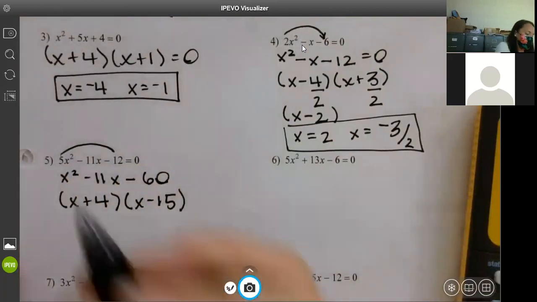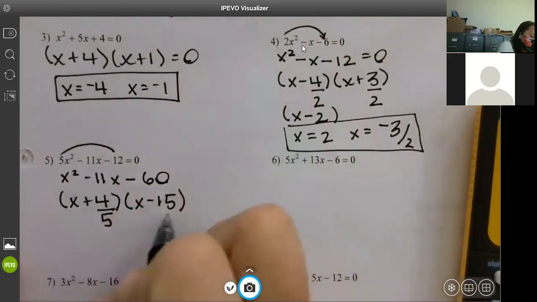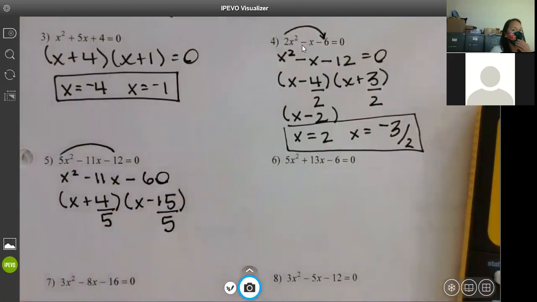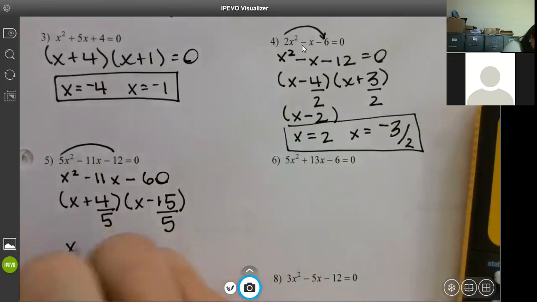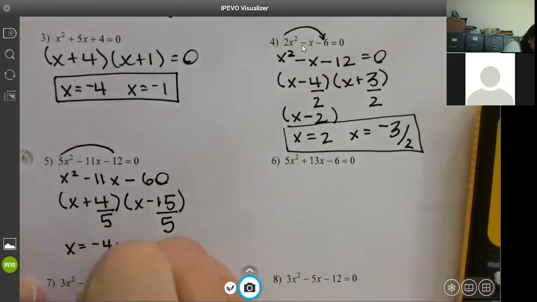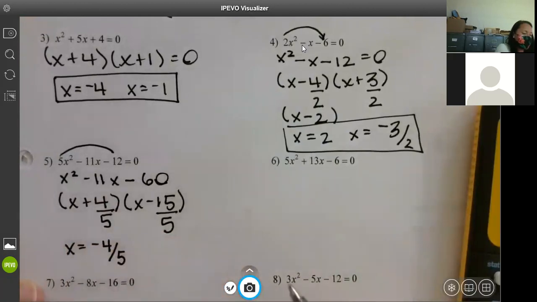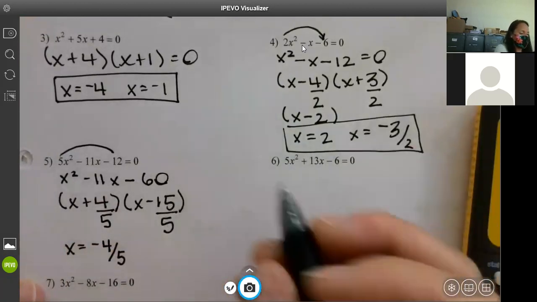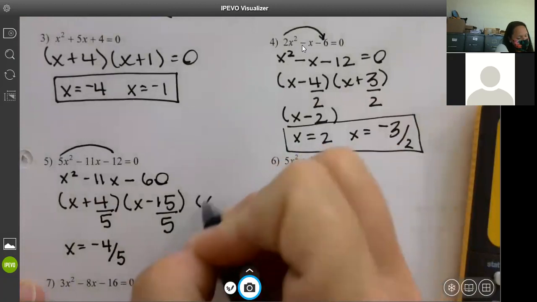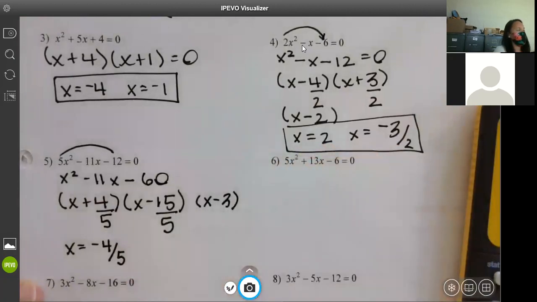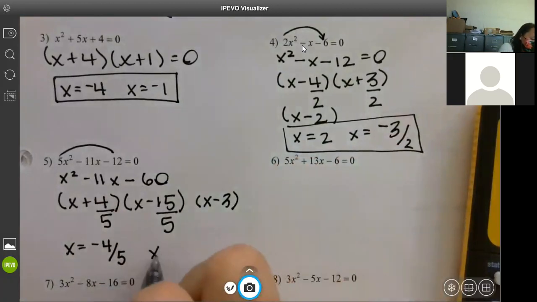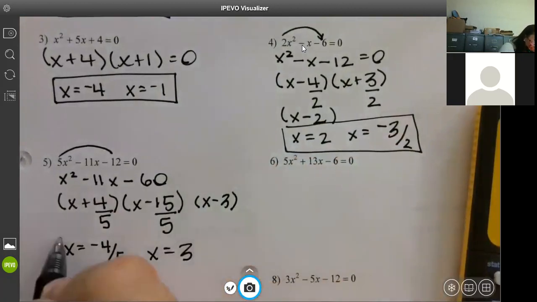Don't forget that I did slides, so now I have to divide. Four-fifths will not reduce, so what's my answer? Negative four-fifths. And then 15 over 5 reduces to, and I'm just going to write that to the side so you can see it. And then what would your answer be? Positive 3. Perfect.